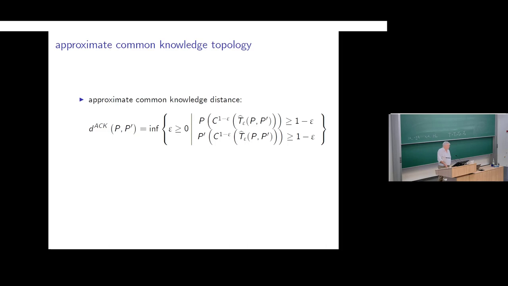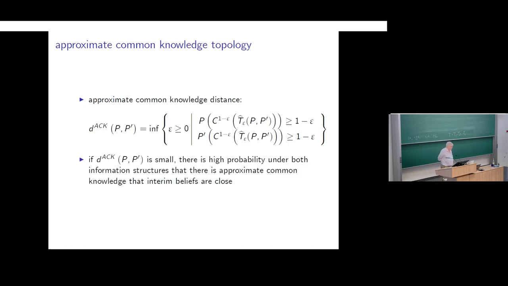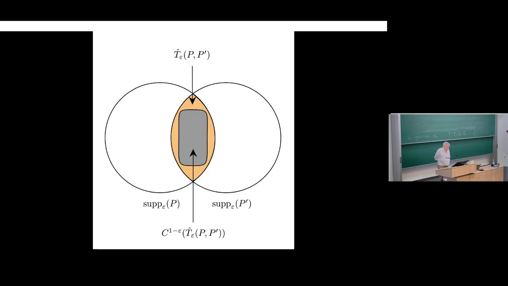Okay, so this approximate common knowledge topology is defined as follows. Say that the almost common knowledge distance between P and P prime is the smallest epsilon with the property that under each information structure, the probability of the event that there is common 1 minus epsilon belief of interim beliefs being close is at least 1 minus epsilon. Okay, so there are 3 epsilons in there, but that's what we need to have closeness. So if this is small, yes, that's what I said. Okay, so that means that the common 1 minus epsilon belief of T hat epsilon is going to be a subset of the, whatever you call it, and is going to be contained in each of the epsilon supports. How it connects to these zero supports, don't know.